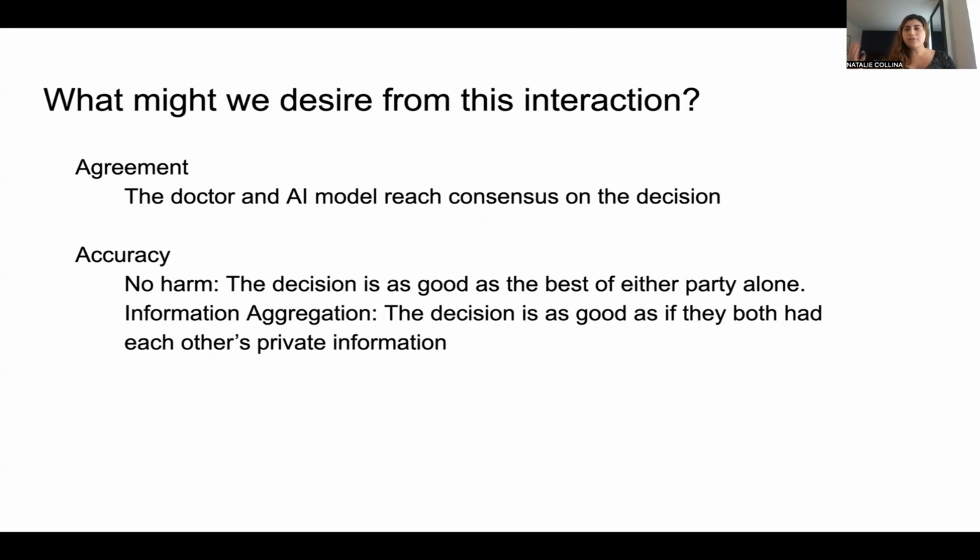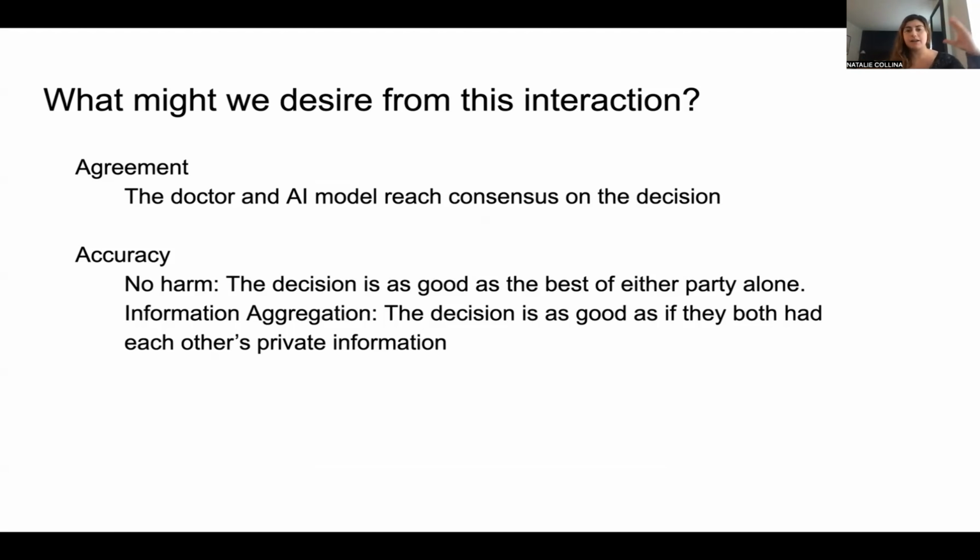And also, maybe more directly measurable, we would like to have accuracy. We would like it to be that the decision that they agree upon, or whatever decision they made, is good. And I think there's two natural benchmarks within accuracy you could consider. The first is no harm. This is the lower benchmark, which just says, okay, maybe it's not perfectly accurate, but whatever decision was made, it's as good as the best of either party alone. So it's not like I had some decision and then I used some protocol that you gave me, and now the outcome is worse than if I hadn't used it.